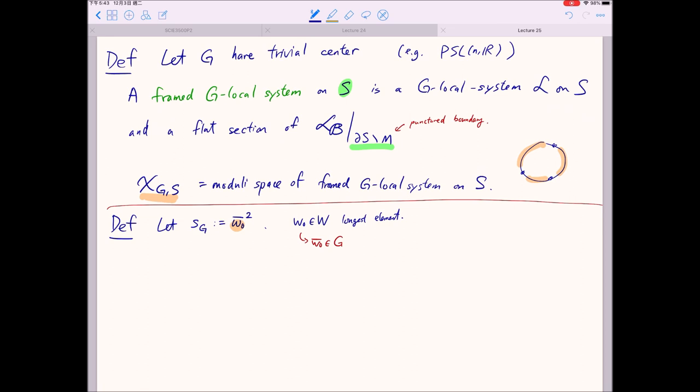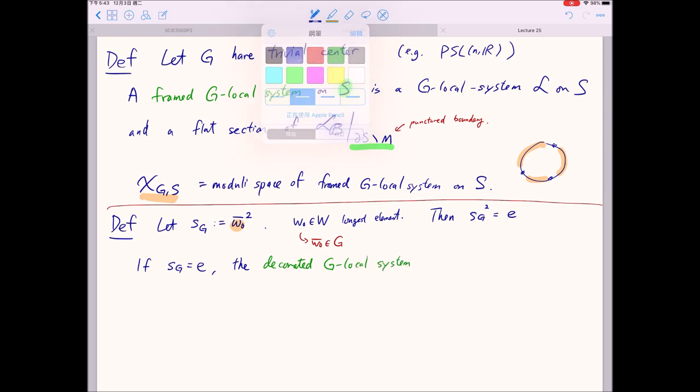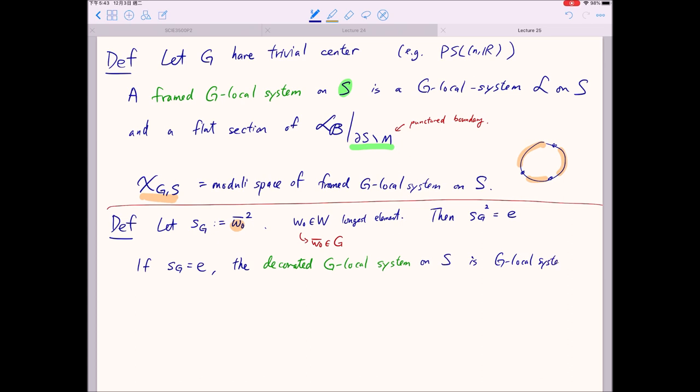And the observation is that SG actually has order at most 2. So if the SG element is actually trivial, then we can define the decorated G local system on S. So again, it is a G local system, and this time together with a flag section of L of A instead.